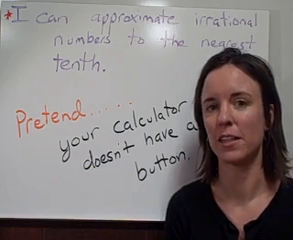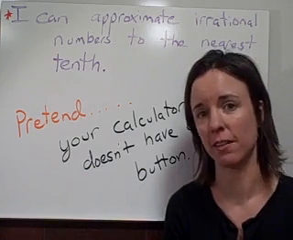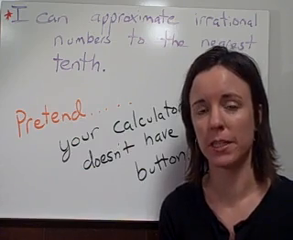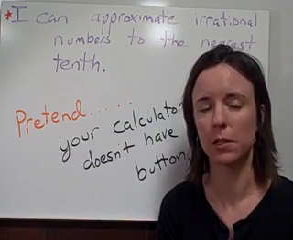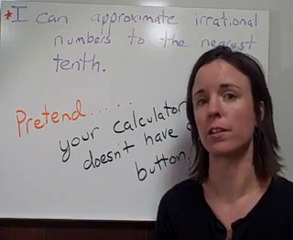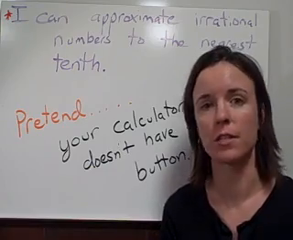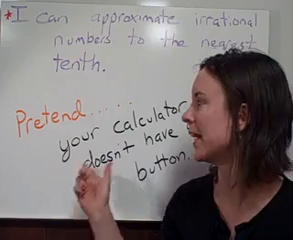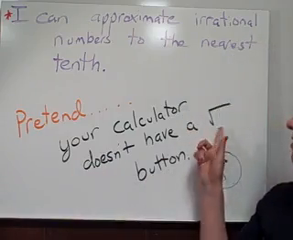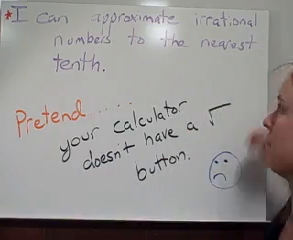I can approximate irrational numbers to the nearest tenth. We talked about approximating irrational numbers to the nearest whole number. Today we're going a little bit further. And this is all kind of based on being able to evaluate your answer, see if it makes sense, as well as pretending that your calculator doesn't have a square root button.